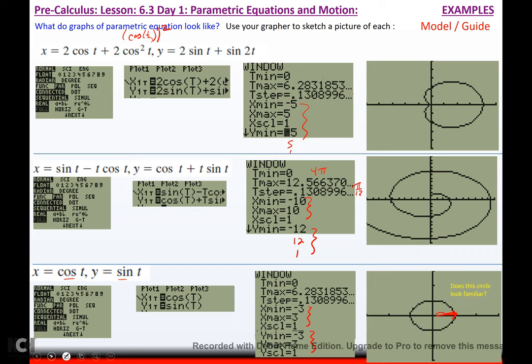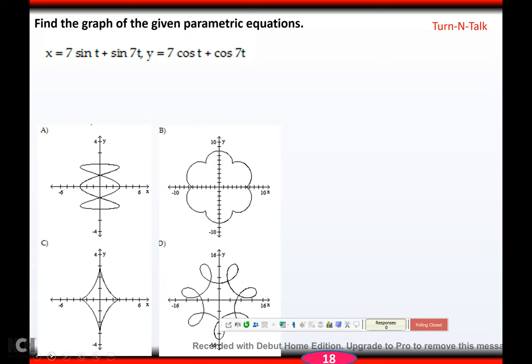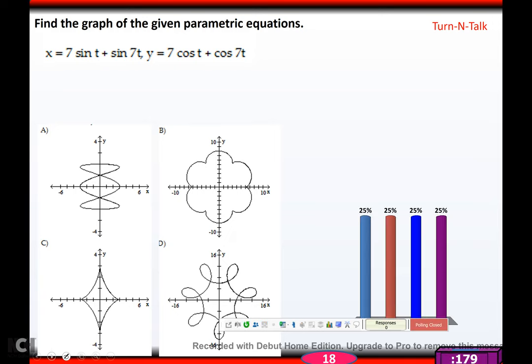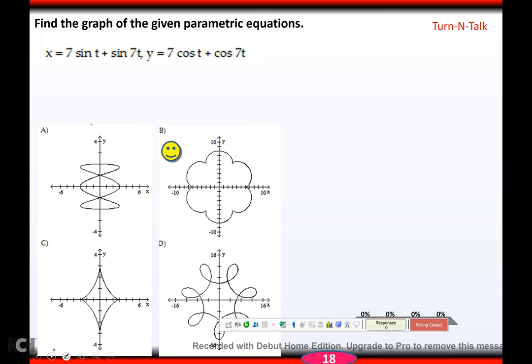All right, so find the graph of the given parametric equations. Go ahead, type it in, hit pause, come back when you're ready. And you should get B.